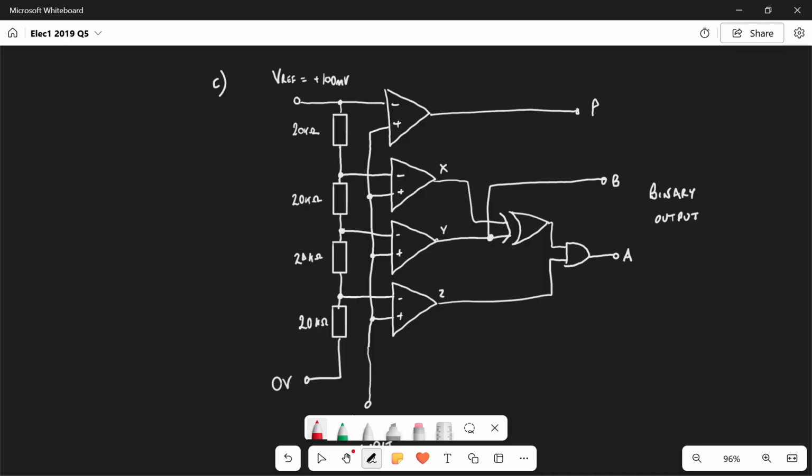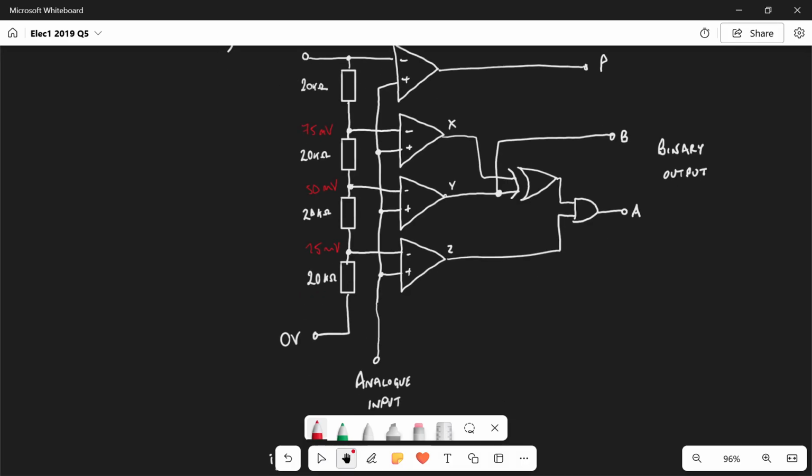It says the analog signal is set to 60 millivolts. Which op-amp outputs will be in positive saturation? Now, the way we figure this is by working out the voltages up the ladder. Now we've got 100 millivolts for Vref, which means that we have 25 millivolts on top of the first resistor, and then 50 millivolts on top of the second resistor, and 75 millivolts on top of the third resistor.